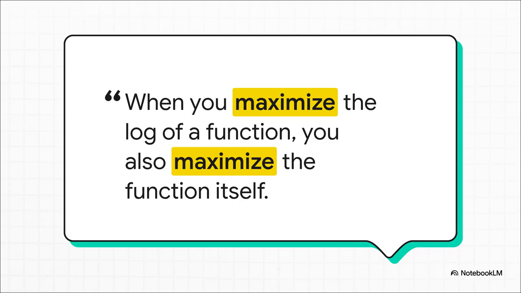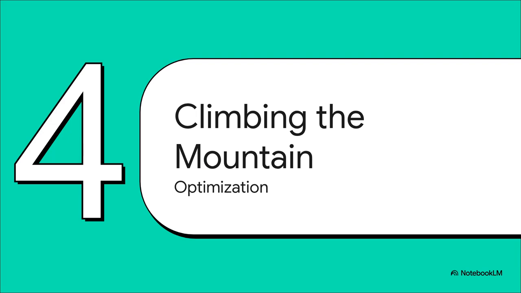Because of that, the highest point of the original function happens at the exact same spot as the highest point of the log of that function. So we get to solve a much easier problem and still get the exact same answer. Pretty clever, right? So our task is clear. Find the peak of this log likelihood function.